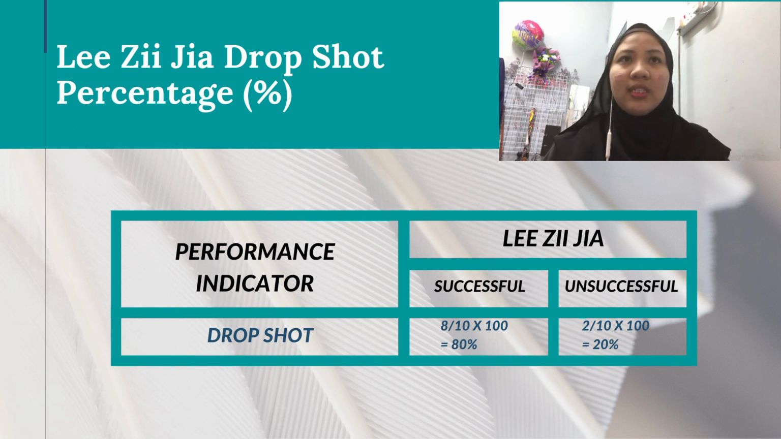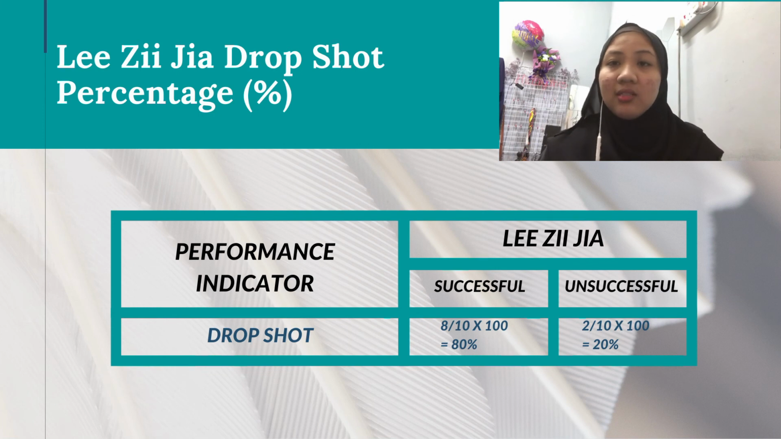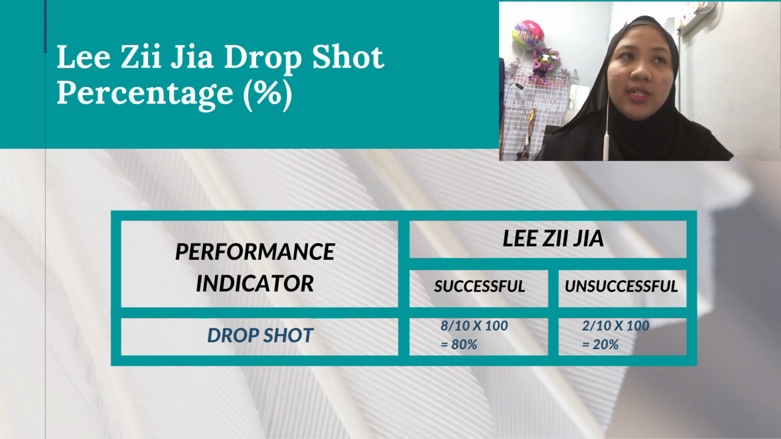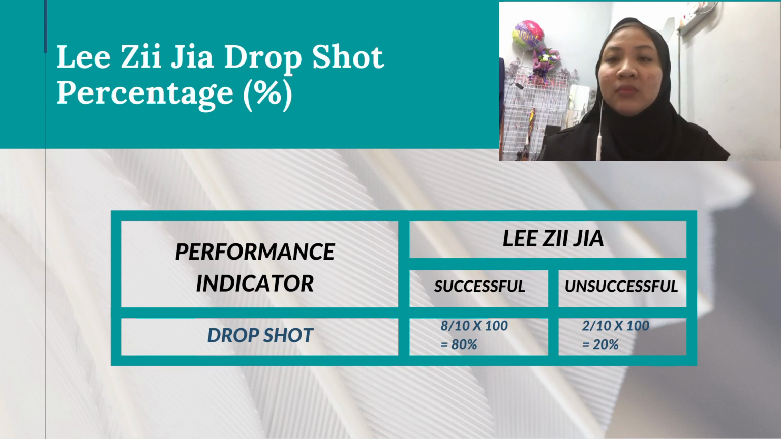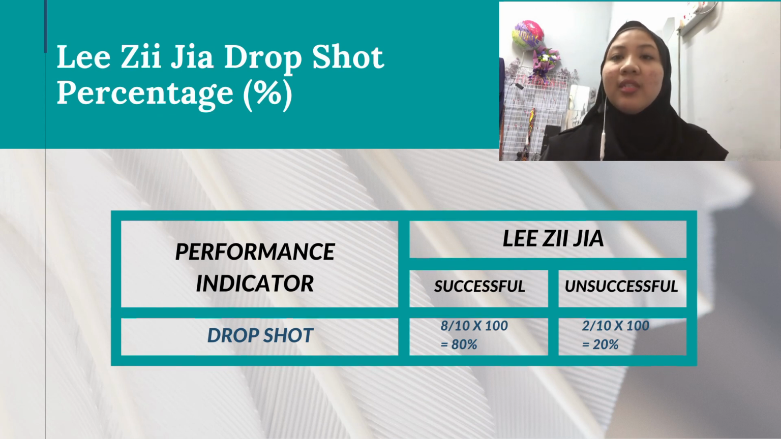Okay, for the Lizijia drop shot percentage, the performance indicator was, as you know, drop shots, and the successful drop shot percentage for Lizijia is 80% and the unsuccessful drop shot is 20%. It is because the total of the drop shots is 10 overall. The successful drop shots are 8 and the unsuccessful drop shots are 2. So the overall percentage for successful drop shots is 80% and unsuccessful is 20%.